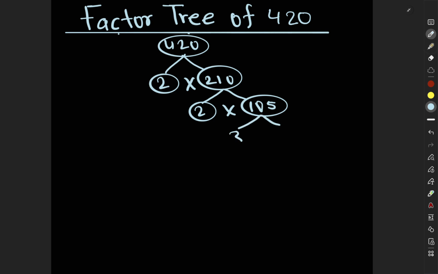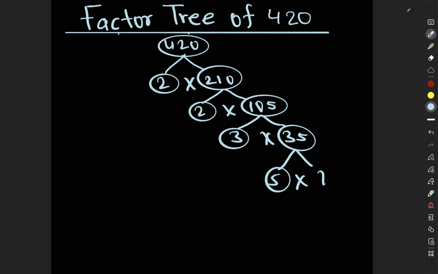105 can be written as 3 times 35. 3 times 35 means 105. 35 can be written as 5 times 7. 5 times 7 means 35.